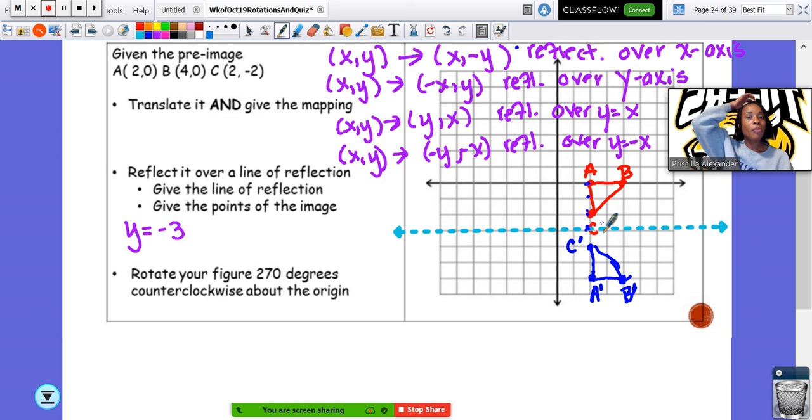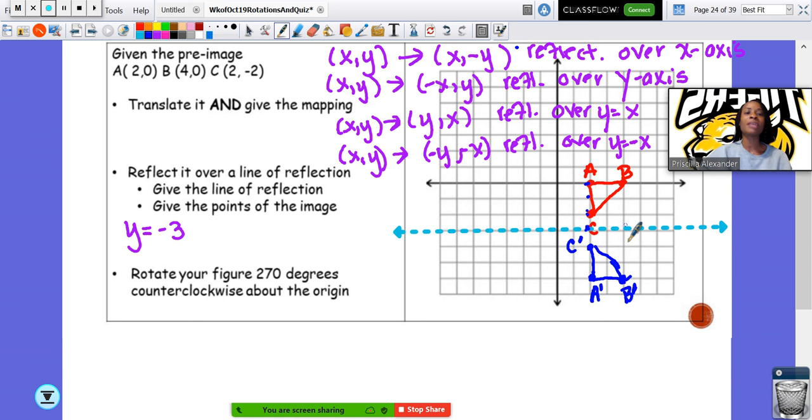And I know I'm right because if I could fold across this line here, C would touch C prime, A would touch A prime, and B would touch B prime. And I also know I'm right because the distance on this side is 3 to get from the line of reflection to A, and it's going to be the same thing for A prime. I have to go 1, 2, 3 spaces to get to the line of reflection from A prime, and you can count for all of them. So that's how you know you're right with the reflection.